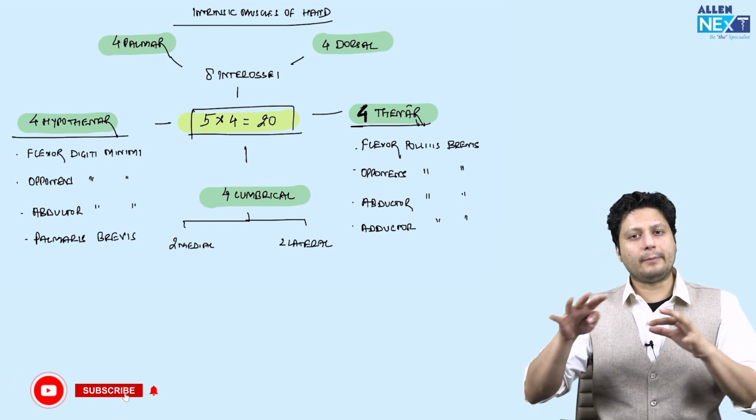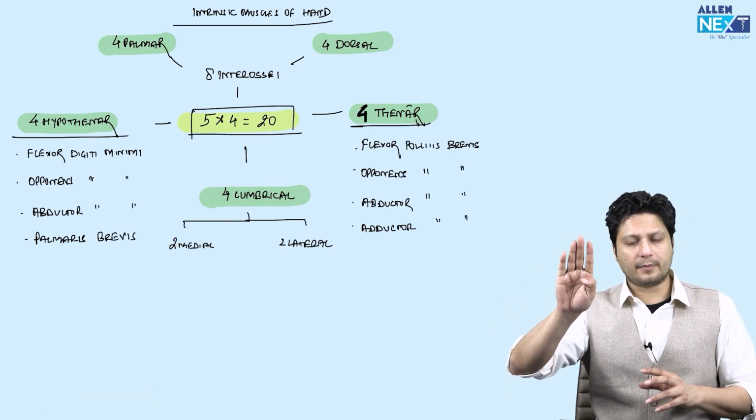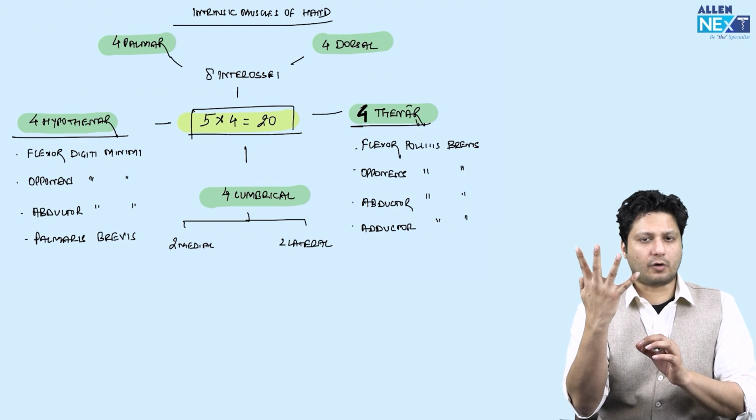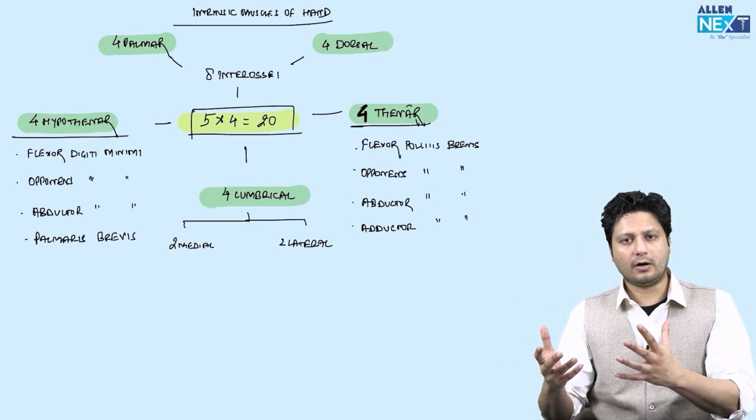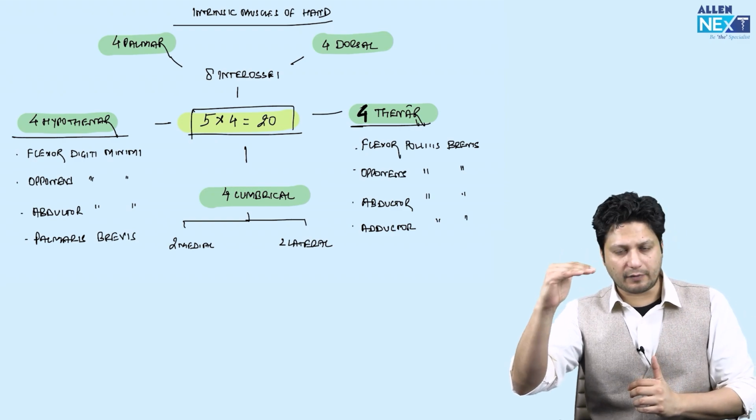Now you came to know that the function of interossei is adduction of the fingers, palmar interossei, and abduction of all fingers, dorsal interossei. All right. Lumbrical function is flexion of the metacarpophalangeal joint and extension of the interphalangeal joint.